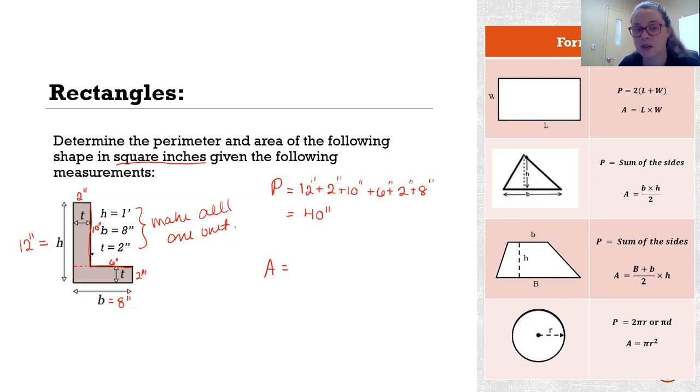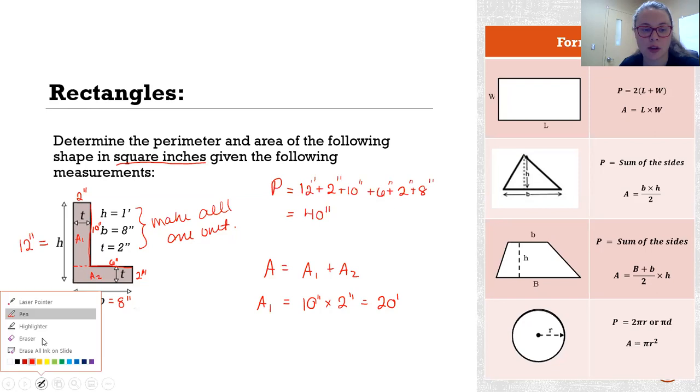For this rectangle, I'll call this A1, and we'll call this one A2, and we'll figure out our measurements. So the area is going to be equal to area 1 plus area 2. So area 1 has a length of 10 and a width of 2. So 10 by 2 gives me 20. Oops, I can't write it that way. I always want to add the inch symbol, but the inch symbol does not work with squares.